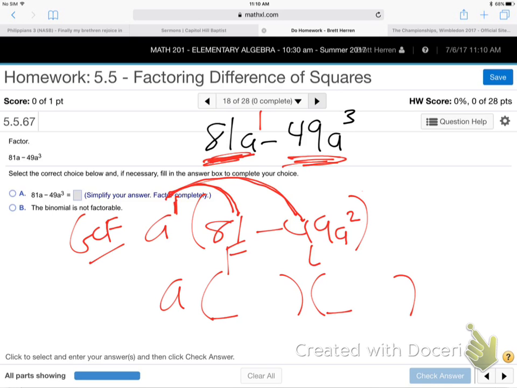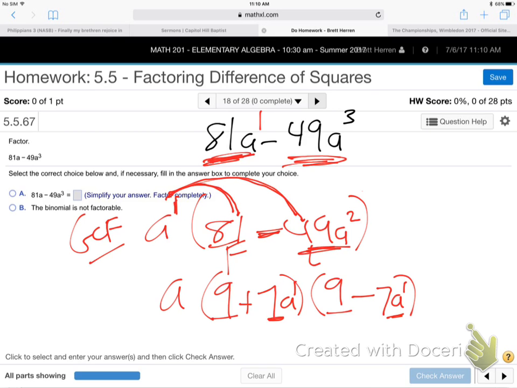So front times front to be 81: 9 and 9. Last times last to be 49A squared: 7A, 7A. Does that make sense? Because the A to the 1s add to be A squared. Are we good with that? See how that works? And then how do you make negative 49? 1 positive, 1 negative. Is that good? Is that making sense for you? And that's our answer. We good like that? Any questions I can answer on that? Does that make sense?